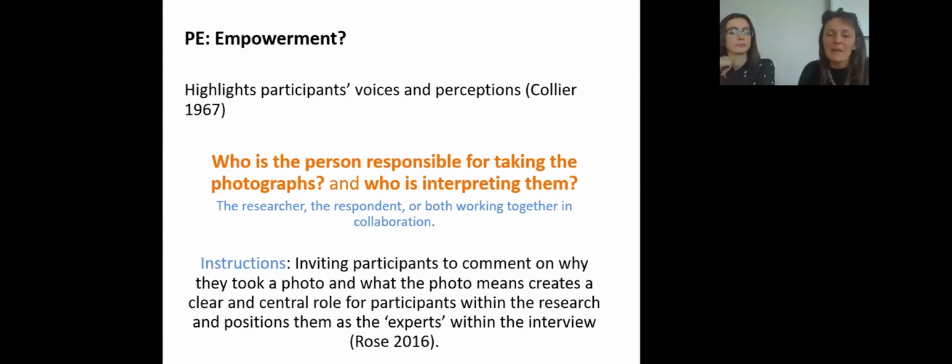When you're thinking about the instructions that you're going to give to participants when you're asking them to do photo elicitation, there's no right or wrong question to ask. And again, this is where perhaps you can be creative in terms of the questions that you ask. But it's a nice idea to often invite participants to comment on why they took that photo as a starting point. What is going on in that photo? Tell me about that photo. What does this photo mean? What are you showing? Just a nice, open, broad question.